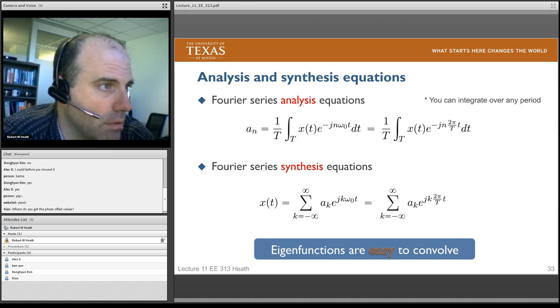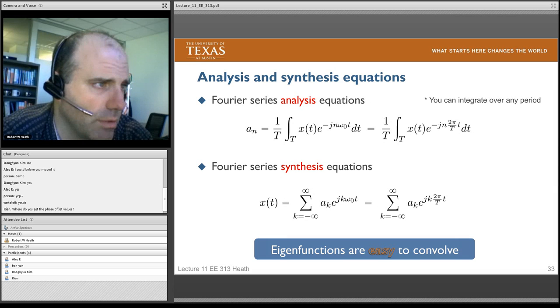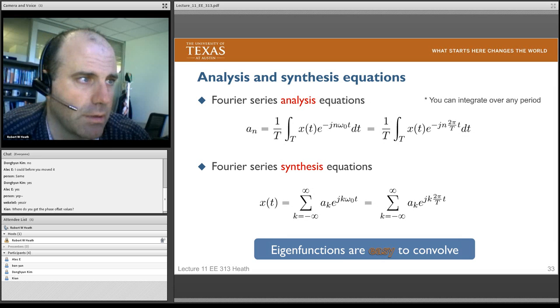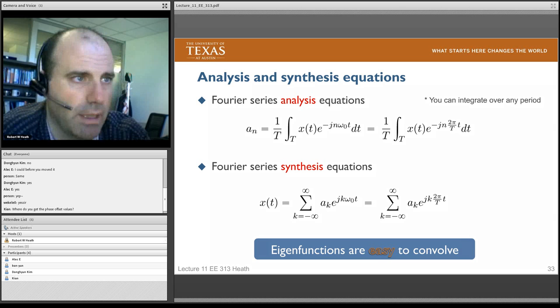Okay. Now, given that, this leads us to what's called the Fourier series analysis equations. To get the Fourier series coefficients a_n, what I need to do is integrate x of t with e to the minus j n omega naught t, dt, and divide by the period. So the nth contribution is just the amount of signal that is basically parallel to that frequency. And you can also write it like this, just plugging in for omega here.